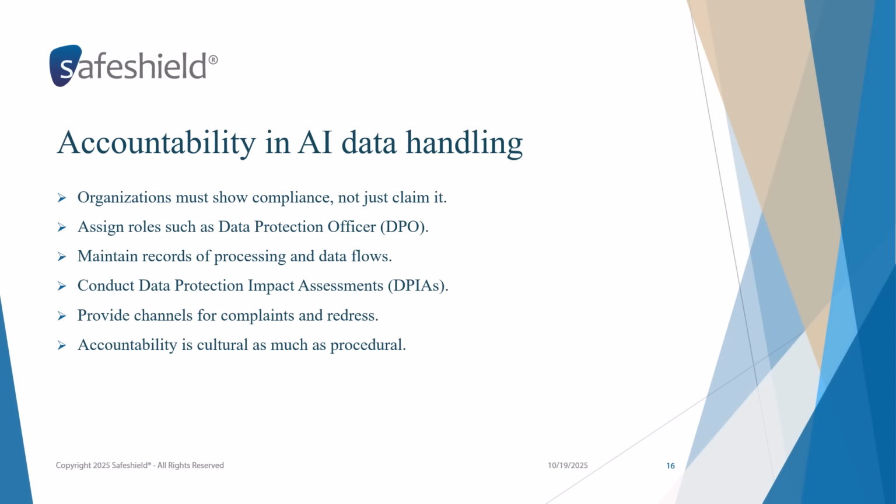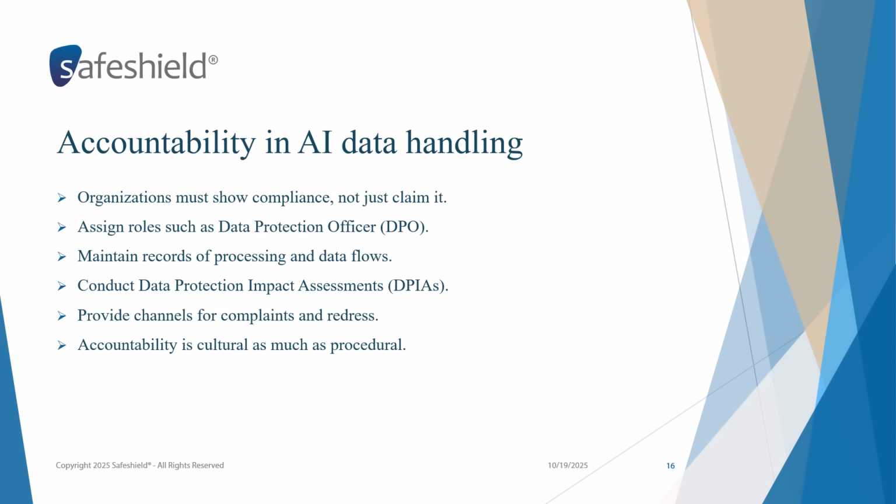Another key aspect is conducting data protection impact assessments, DPIAs. For high-risk AI applications, such as biometric identification or automated decision-making, a DPIA is legally required in many jurisdictions. It ensures risks are identified, mitigated, and documented before deployment.